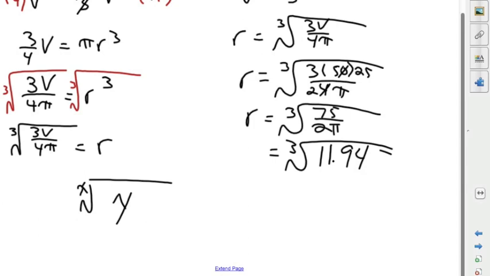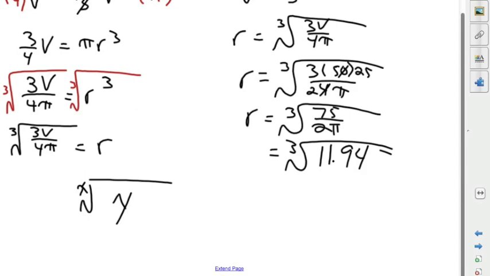Okay, just wait. So if you have that on your calculator, that means you put in 11.94 first, hit that button, and then hit 3 for your x. That means there's a cube root. Yes. Okay. So some calculators don't even have the y.